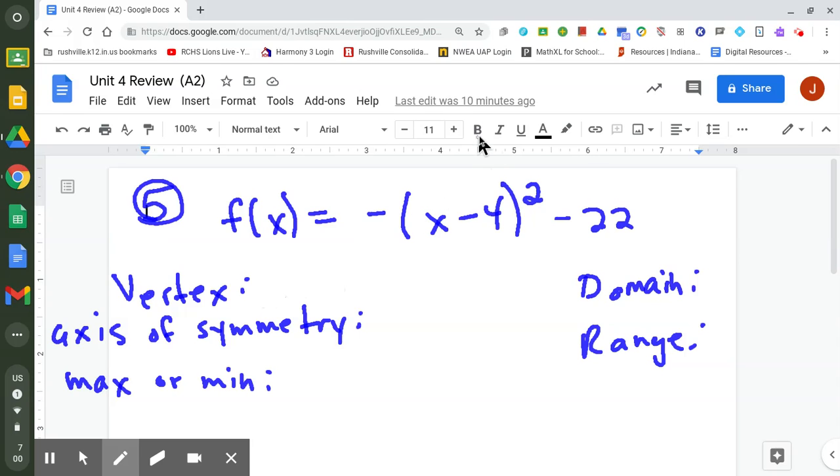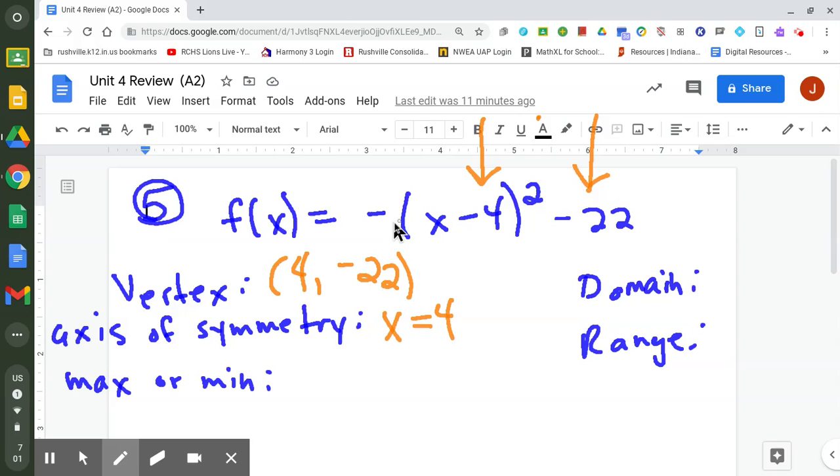So remember, the vertex is always, now let me switch colors. The vertex is always this number in parentheses, except it's the opposite. So that would be positive 4. And then the number that's at the end. So the vertex would be 4, negative 22. Then the axis of symmetry is always x equals, and it's always the x of the vertex. So it would be x equals 4.